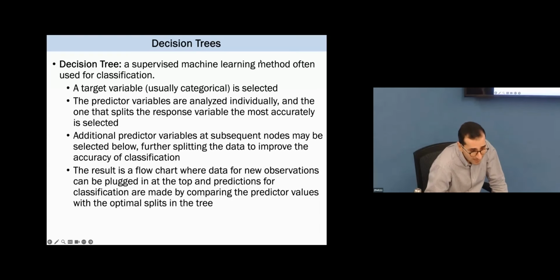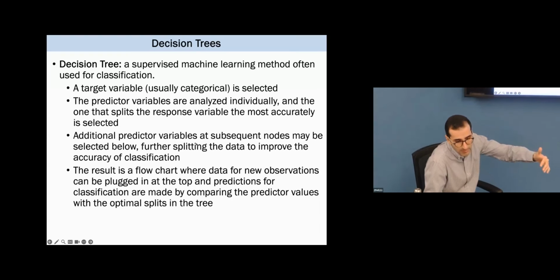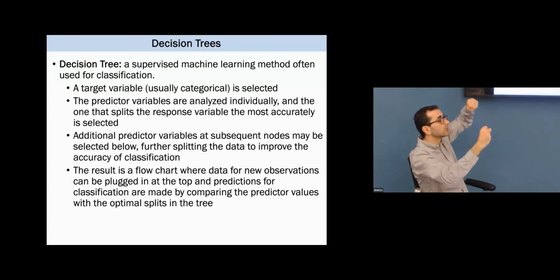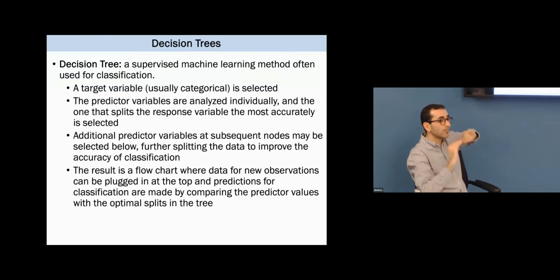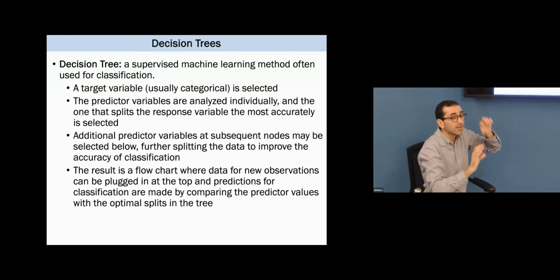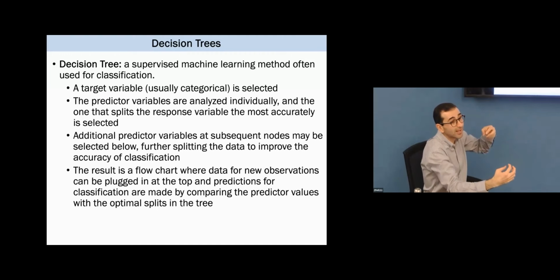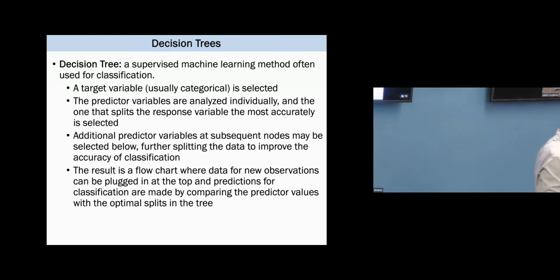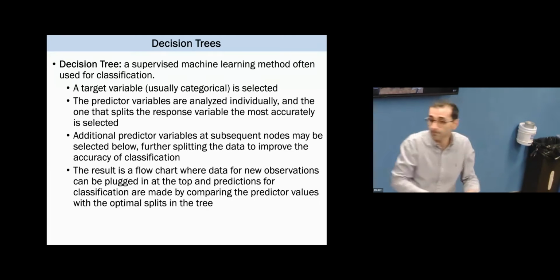Okay. Then what's next? Additional predictor variables may be selected below, further splitting the data to improve the accuracy of the classification. So once you choose the first variable, then you choose the second variable that again more accurately splits the data into different categories. And what is the goal? What is the objective here? I want to split the data such that in each of the categories, I'm going to have observations from one category. Okay? And all this will make sense once we go to the examples.